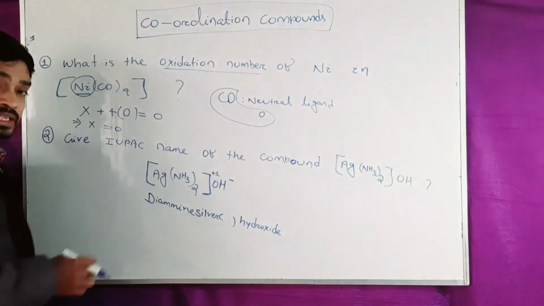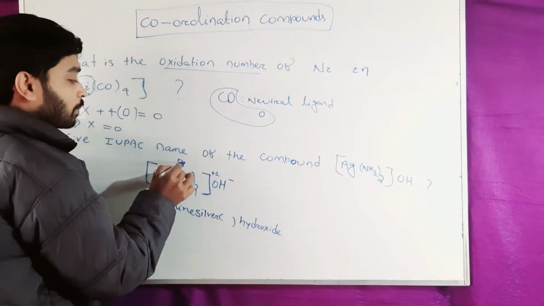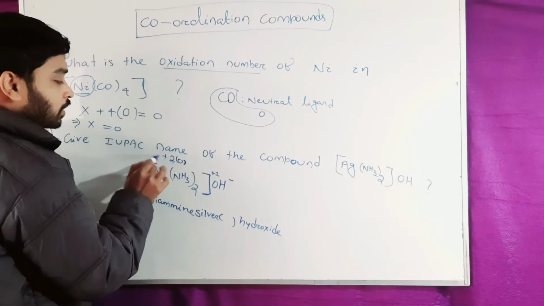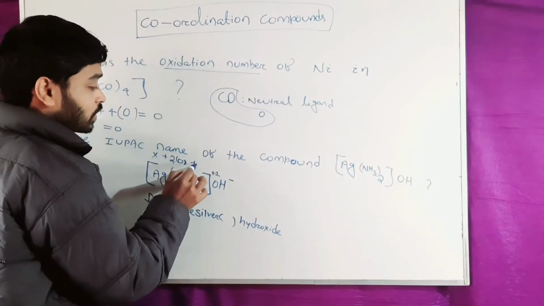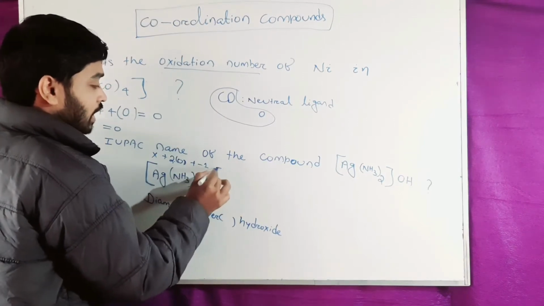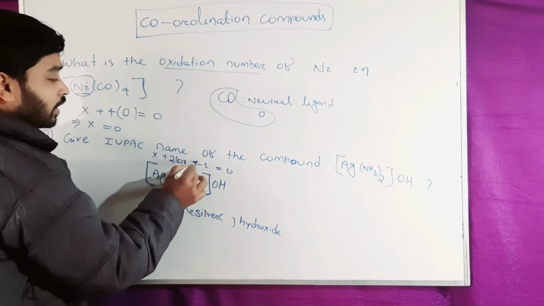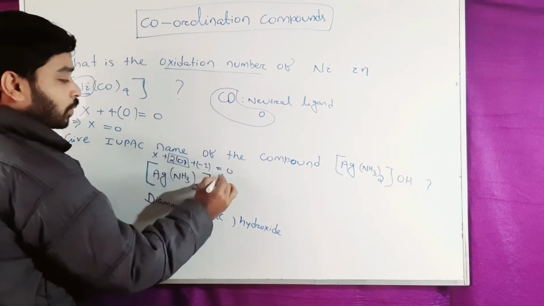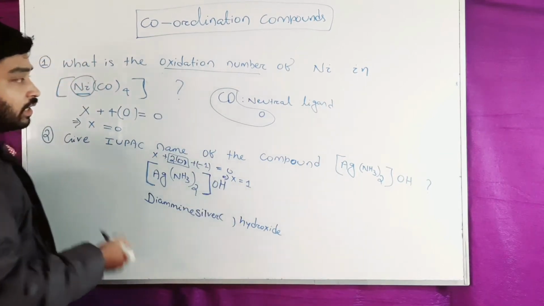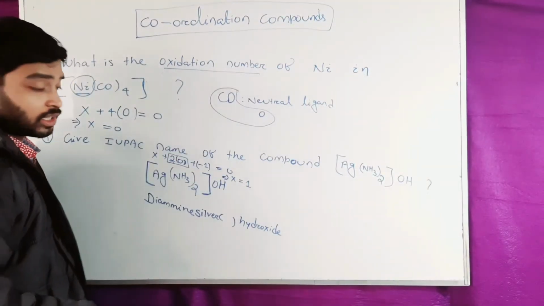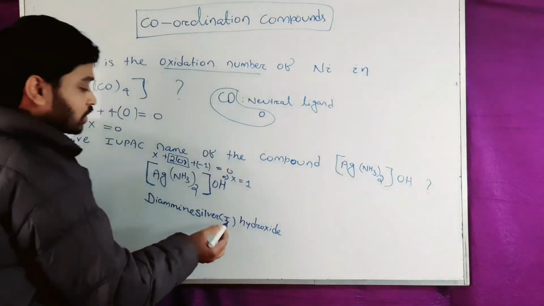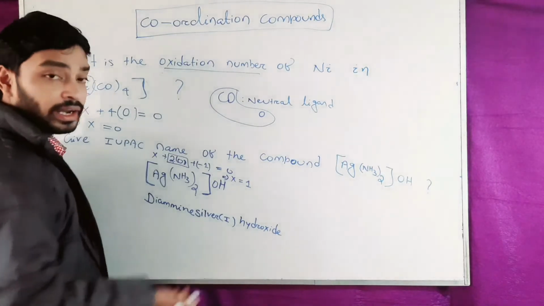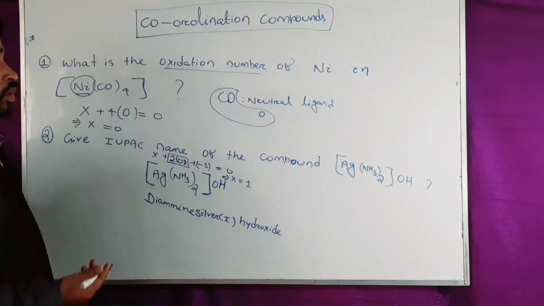NH3 is a ligand whose oxidation number is 0. Keeping 0 here, we multiply the total number of ligands with the oxidation number, place X for silver, and -1 for hydroxide, and the charge over the compound is 0. So X - 1 = 0, X will be 1. Oxidation number is always expressed in Roman digits, so silver has the oxidation number I, and the name becomes diammine silver(I) hydroxide. If you have done it correctly, mention it in the comment section.